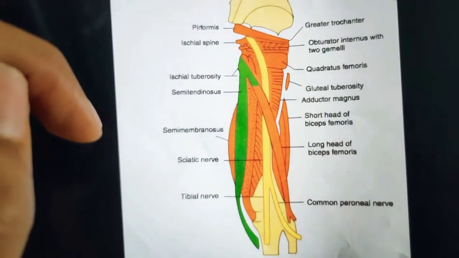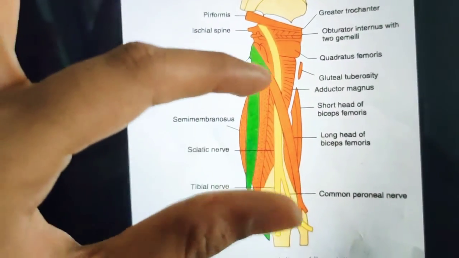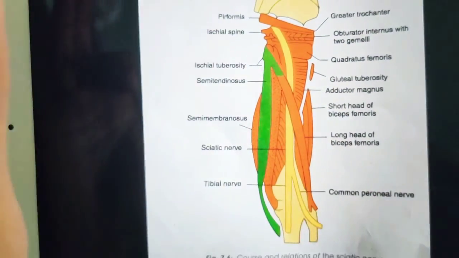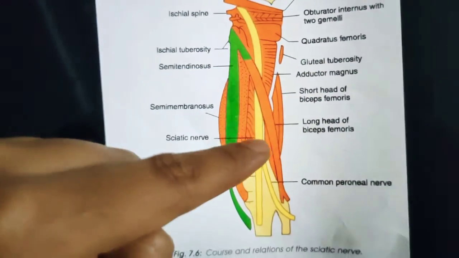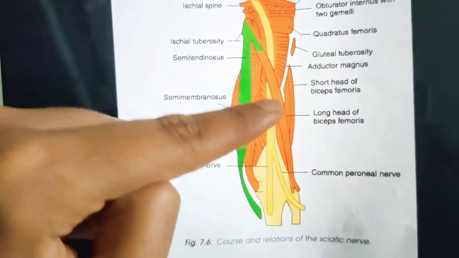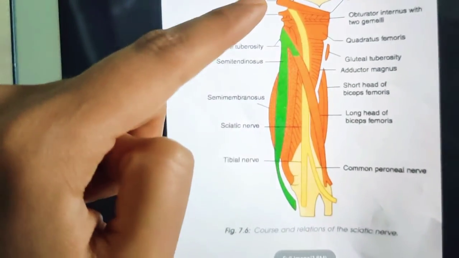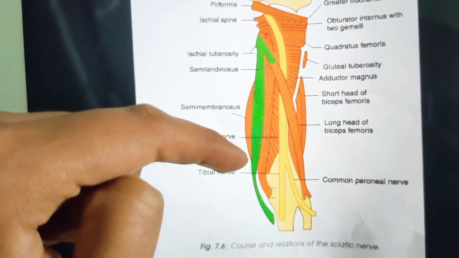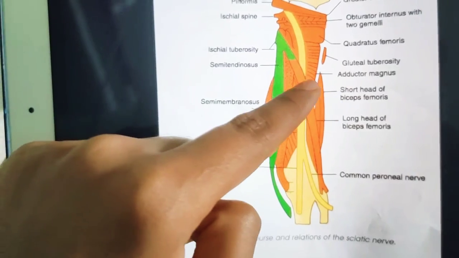In this diagram it's not actually shown, but the long head of biceps femoris, you can see here the short head of biceps femoris. Here this is the long head of biceps femoris, so it is crossing the nerve posteriorly, or you can say superficially. Deep or anterior to it, the nerve lies on adductor magnus. So you can see this is adductor magnus.